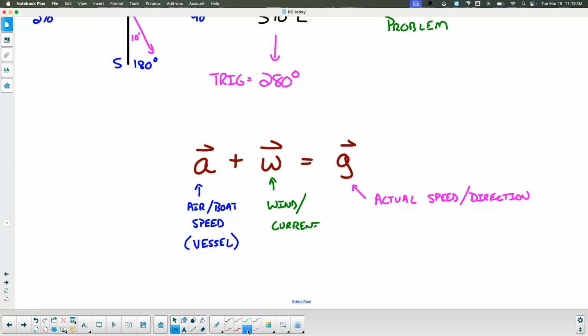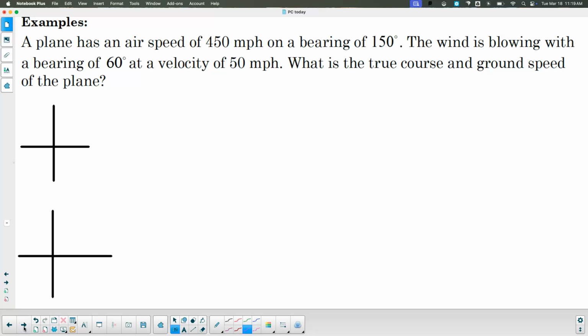All right? Let's dive into the first one. A plane has an airspeed of 450 miles per hour and a bearing of 150 degrees. The wind is blowing with a bearing of 60 degrees at a velocity of 50 miles per hour. What is the true course and the ground speed? Okay, let's break this up into two parts.